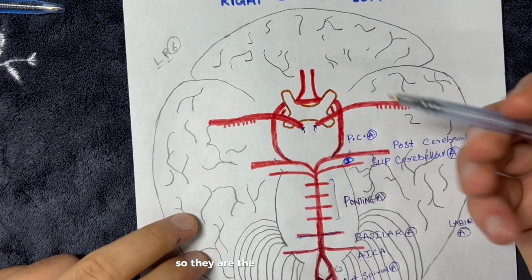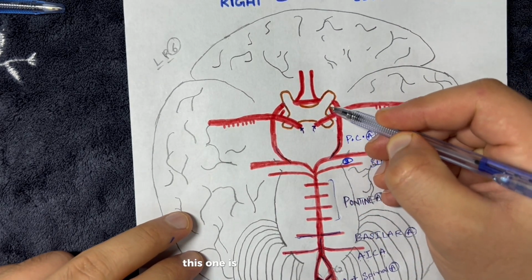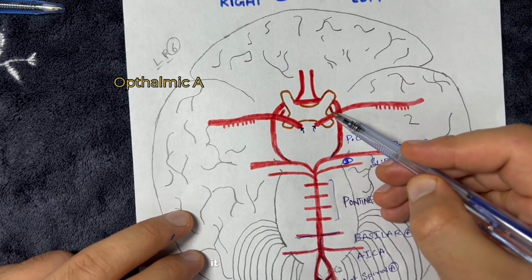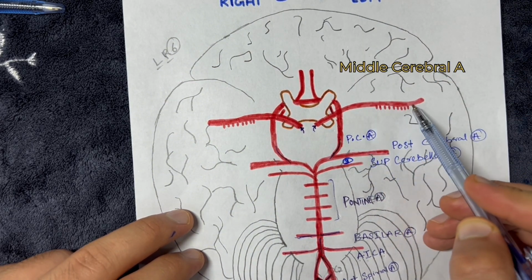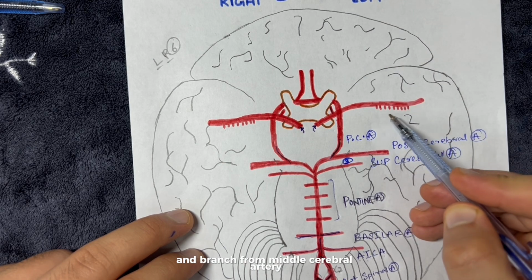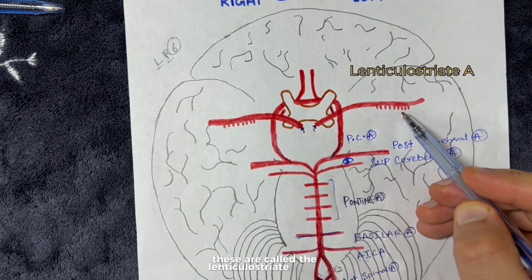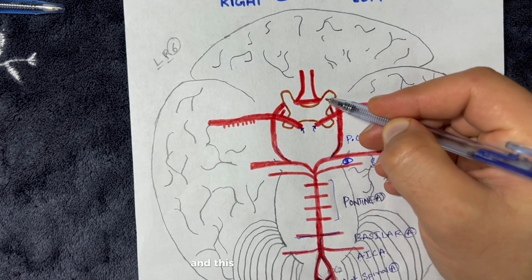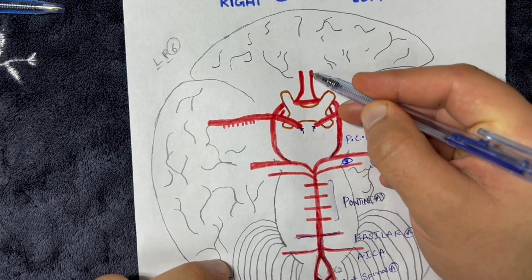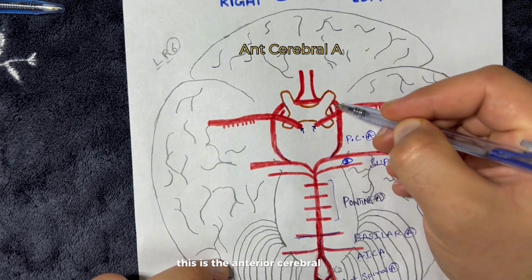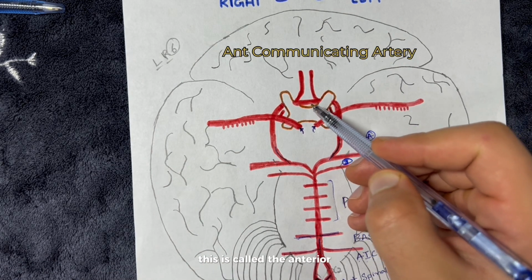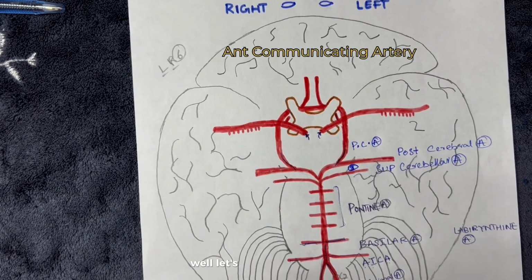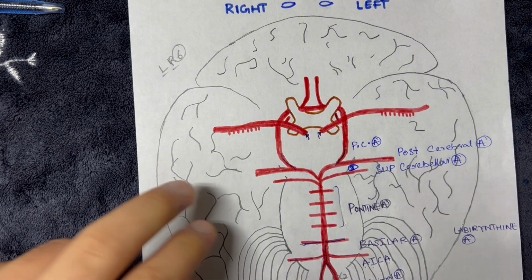The main branches: this one is the ophthalmic artery that will supply the eye, and this is the middle cerebral artery, and the branches from the middle cerebral artery are called the lenticulostriate arteries. And this artery here is the anterior cerebral artery, and there is a bridge between them. This is called the anterior communicating artery. So let's explain one by one.